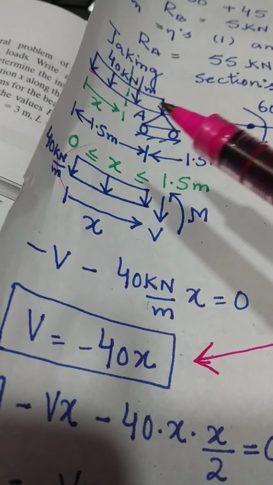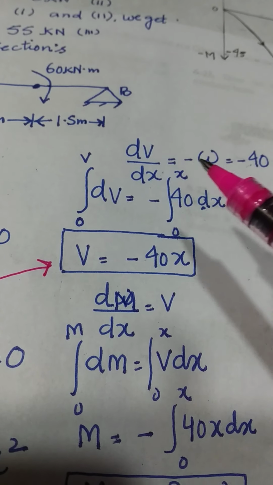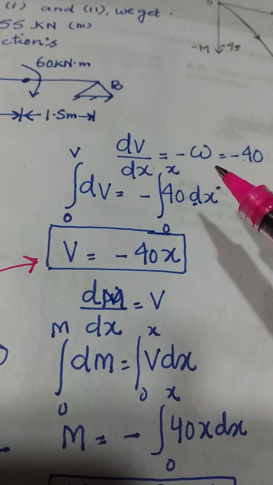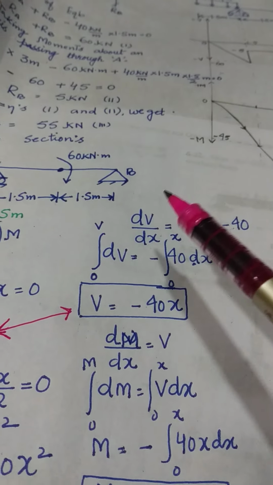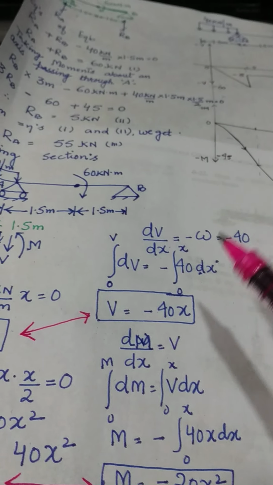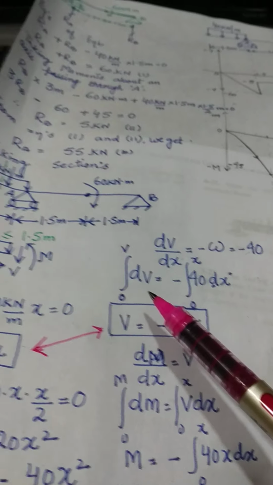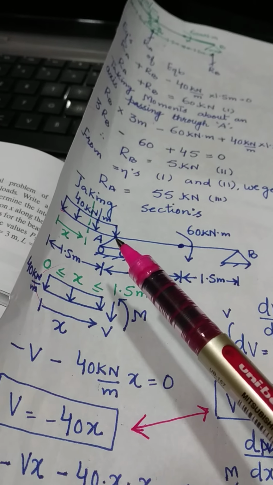Now see, in the span x going from 0 to 1.5, the value of dV by dx has to be equal to minus W, and the intensity of the load acting on the beam is 40 kilonewton per meter. So we'll write dV by dx is equal to minus W is equal to minus 40. Integrating this, our integration goes from x equal to 0 to x equal to 1.5.